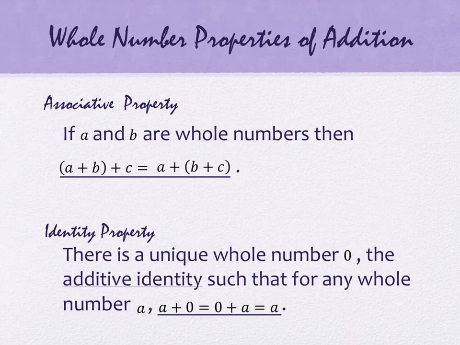And the last one's the identity property. The identity property says there's a unique whole number, 0. 0 is called the additive identity. And the criteria it sets is that a plus 0 is equal to 0 plus a is equal to a. So when I add it to another value, it never changes that other value.